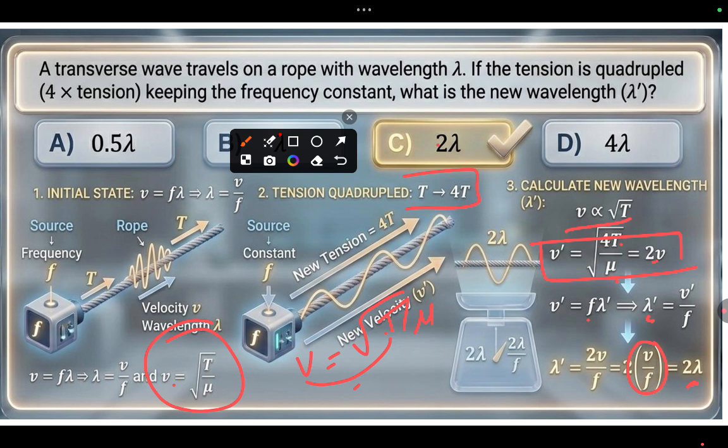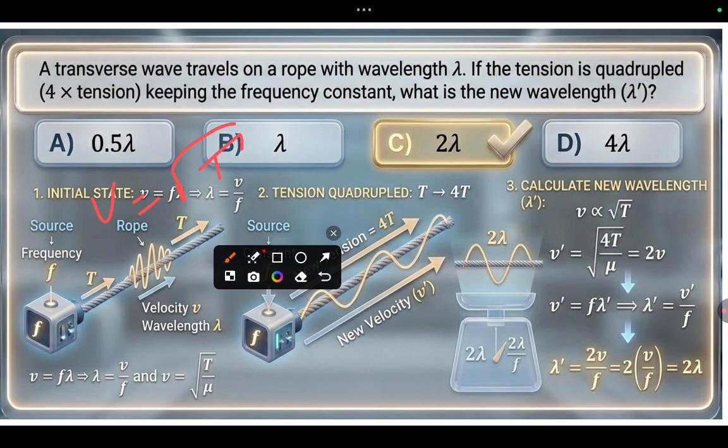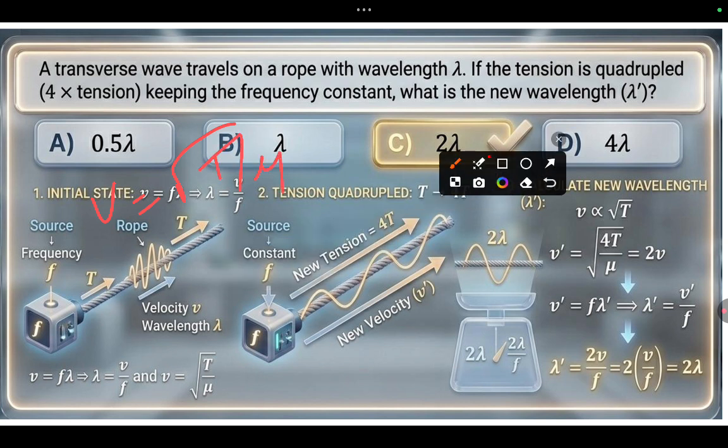Okay, clear, I think so. You okay? I will go one second, no problem. Generally, V equal to root T by mu. Clear. So now the question is that the tension is 4 times. So V dash equal to root of 4T by mu. So this is 2 root T by mu. Am I right? Root T by mu is what? V only, right? So V dash equal to 2V. Clear? So now your formula is V dash equal to 2V. You got it, same thing.